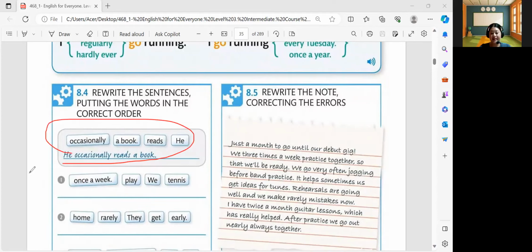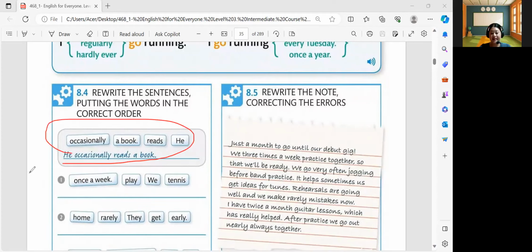Okay, the correct answer is he occasionally reads a book. Are you ready to start answering number one? Ready? Yes. Okay, so what's your answer for number one?